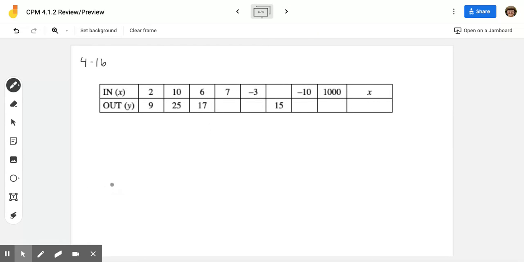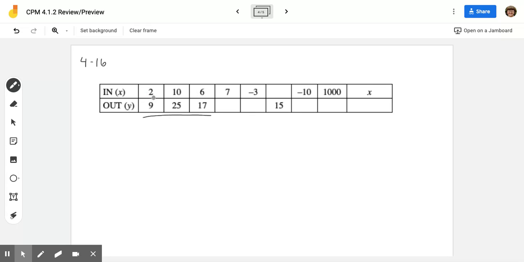All right, the next problem, 16, we're looking for a pattern here. The only ones that I can really look at that are helpful right now are these 3. These I can fill in once I know what the pattern is. So what I'm trying to figure out is how do I get from the input to the output? First thing I notice, it is getting bigger. So I'm going to look at multiplication.